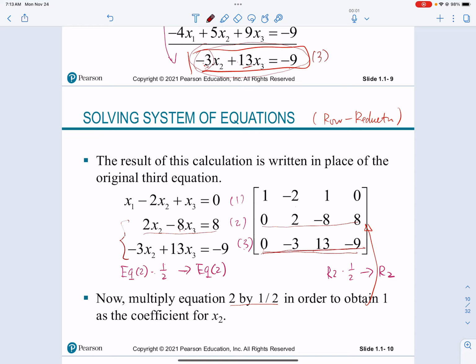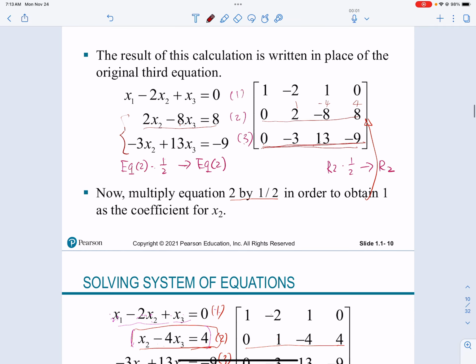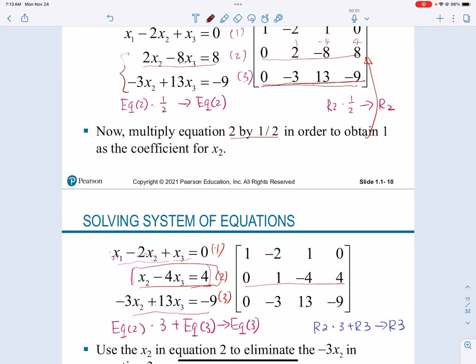So 2 will become what? 1. Here will be what? Negative 4 and 4. Are you with me? So we will do the same: 1, negative 4, 4. Why do we want to do this? Because what do we really want? We wanted this to be 1. Remember, 1 means what? 1 times x2. Are you with me? 1 times x2. And then it will be much easier.